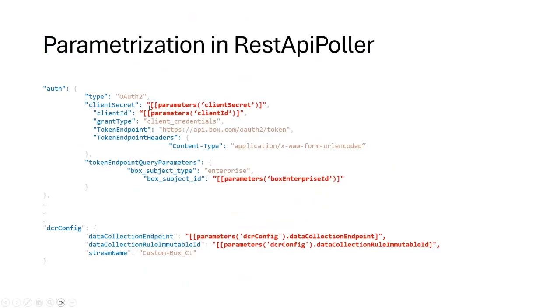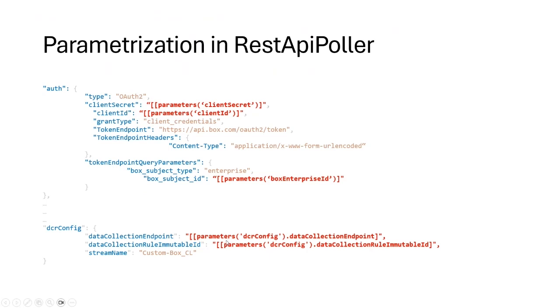The client secret is going to be a parameter, okay? Note that you have to use this notation with square brackets to reference that we're referencing a parameter from the previous step, from the previous content template. The same for client ID, the same for my Box enterprise ID, and the same for the data collection endpoint and immutable data collection rule immutable ID.